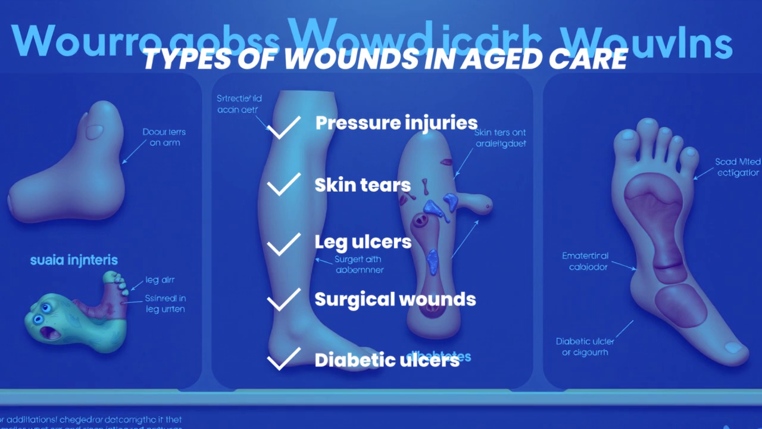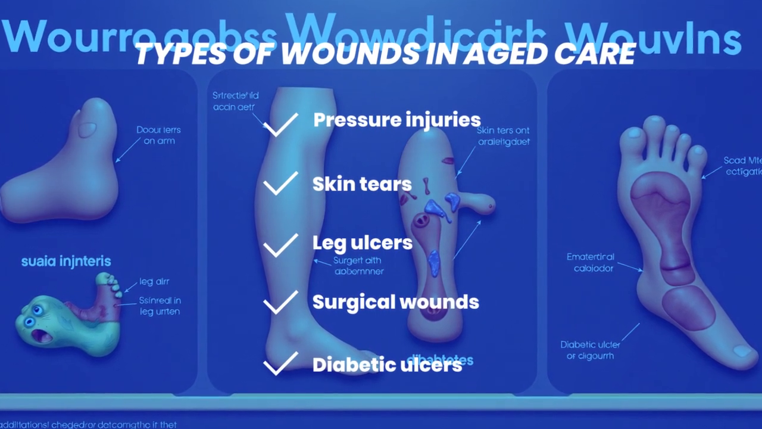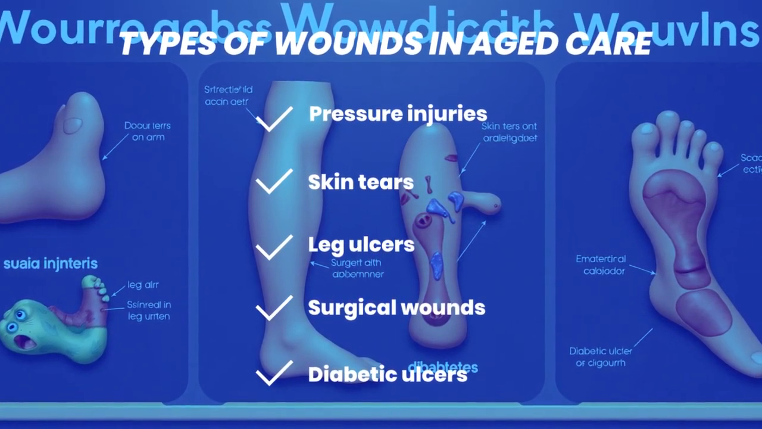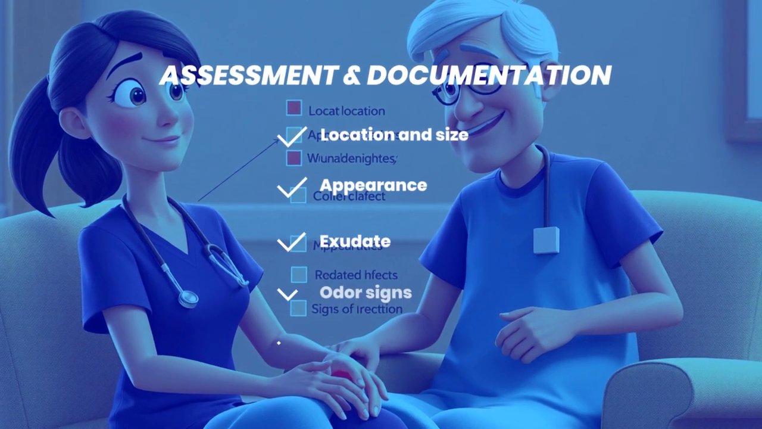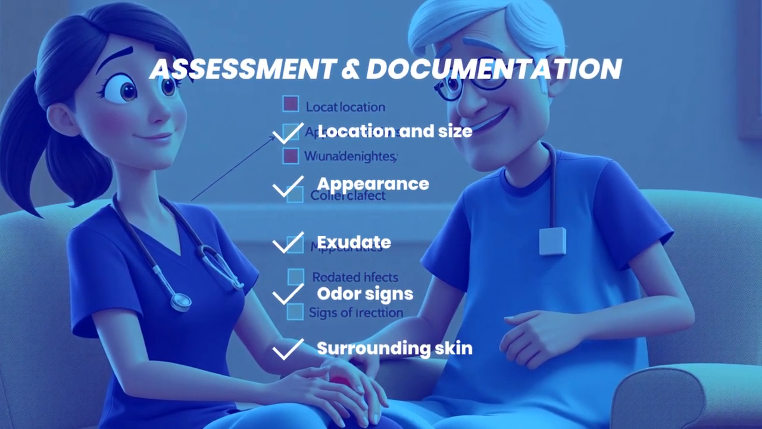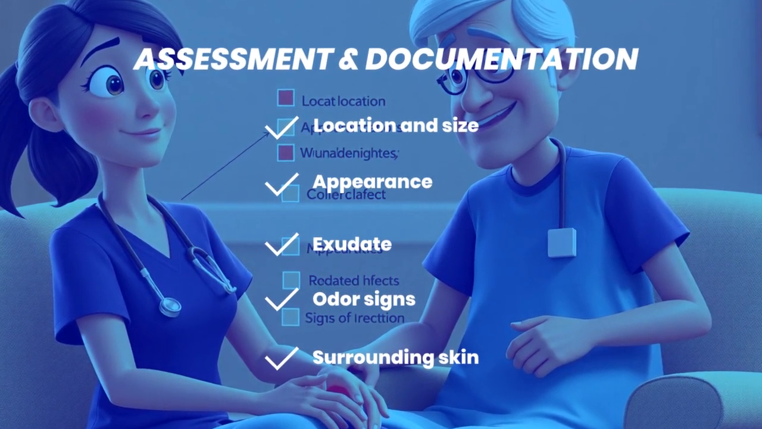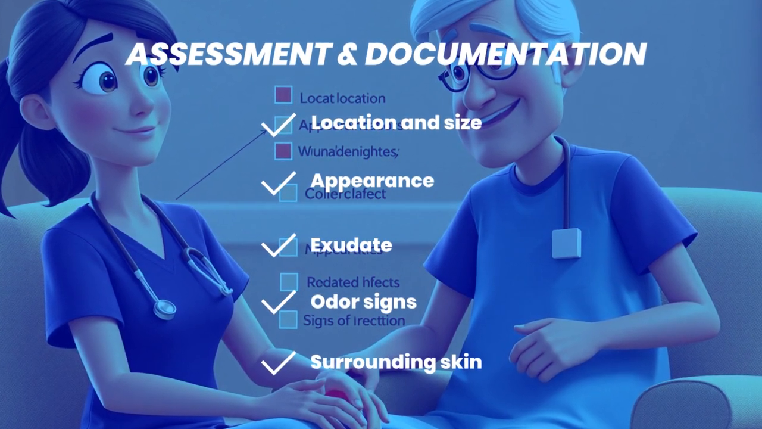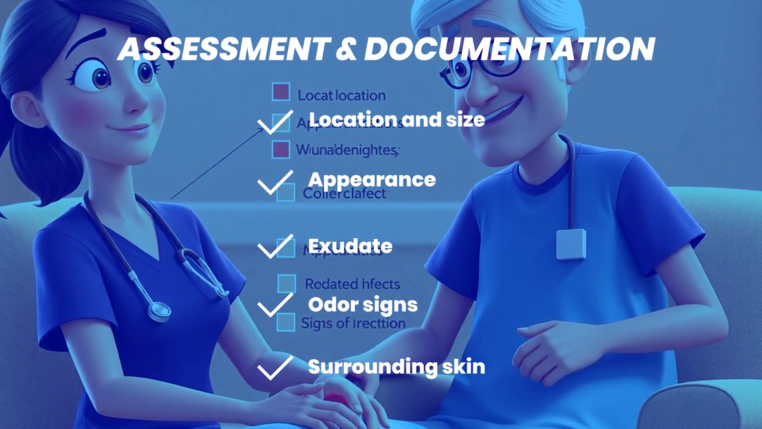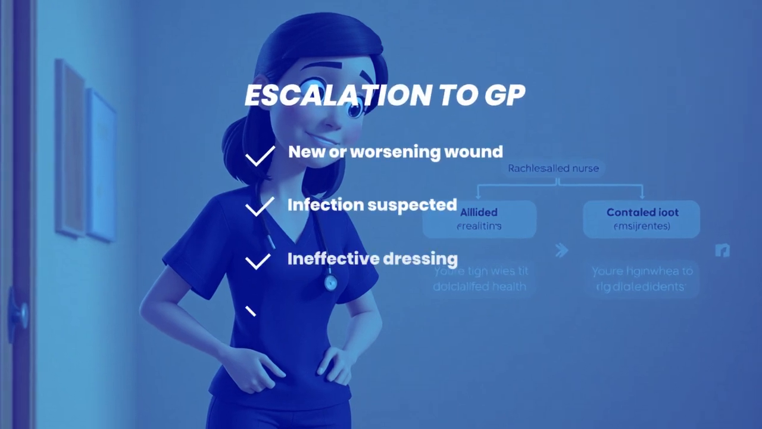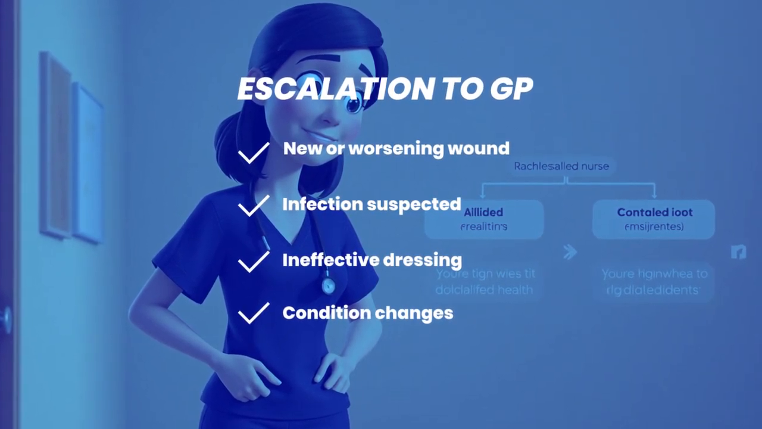document and escalate concerns. In aged care, common wounds include pressure injuries, caused by prolonged pressure on bony areas such as heels, sacrum, or elbows. Skin tears, fragile skin, often tear during transfers, dressing, or daily care. Leg ulcers, often venous or arterial, require careful assessment.